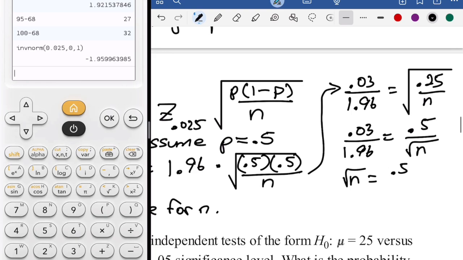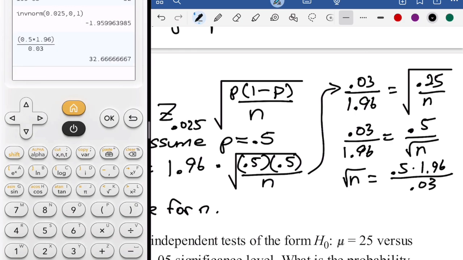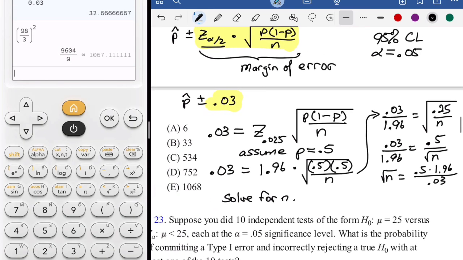This would be equivalent to 0.5 times 1.96 over 0.03. And then you would go ahead and square both sides once you get there. So I'm going to do it. 0.5 times 1.96 divided by 0.03. You take that number and square it. And you get something like 1067. The closest one is choice E.